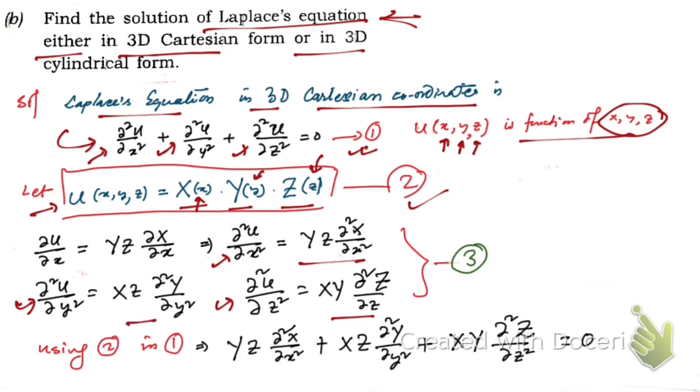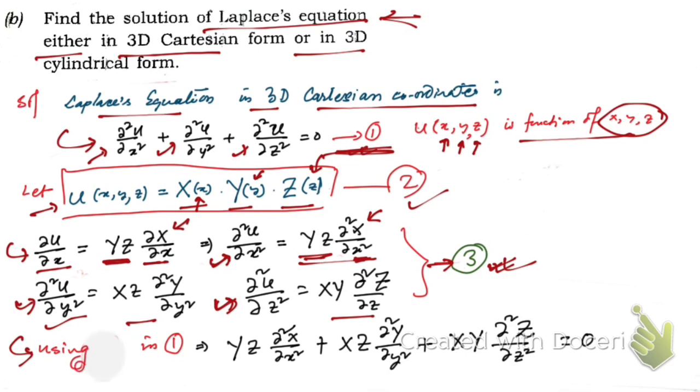When you differentiate u once with respect to x, you get yz times del X by del small x. You have to keep yz as constant, as we are differentiating with respect to x. Similarly, if you differentiate it again, then you get del 2 u by del x 2 is equal to yz times the second order derivative of capital X with respect to small x. Similarly, we have found the remaining two terms as well. Taking all these three values as equation number 3, and using 3 in equation number 1, sorry, I have made a mistake here, that should not be 2, using 3 in 1, we have got this equation.